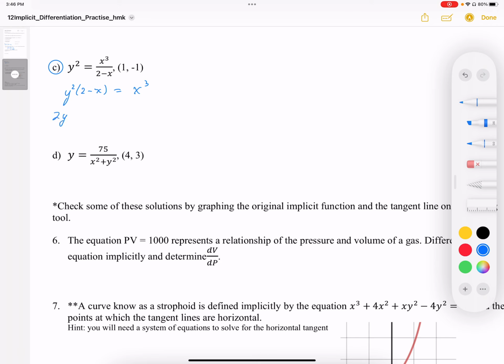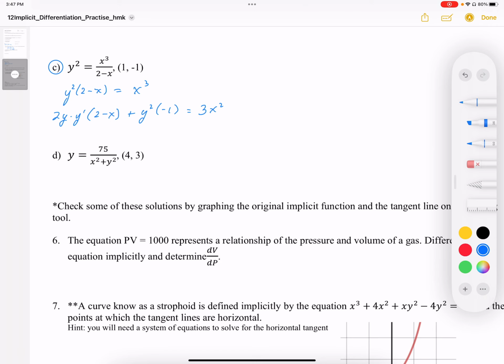I'm going to differentiate the y squared, and then I need to make sure I add the chain, and then I end up with 2 minus x, so that's my second function which I don't touch, plus, now this is my product rule, so I don't differentiate the y squared, and I differentiate the x to negative 1. I'm going to differentiate x cubed into 3x squared, and now I have my derivative. So now I just need to solve for my y prime.